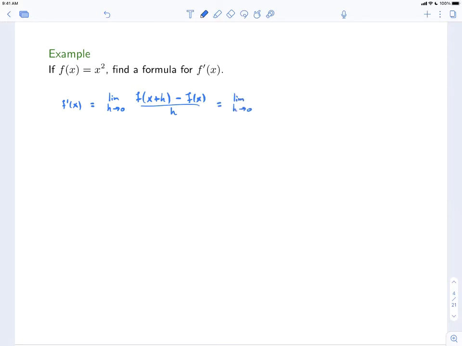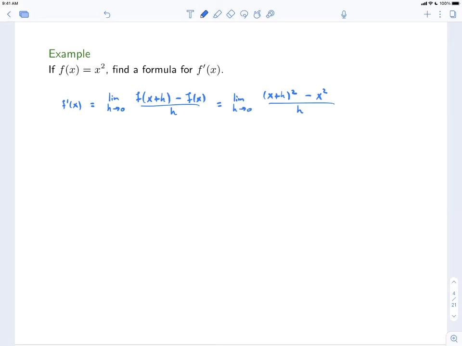Well, the function is the square function, so this is going to be the limit as h goes to 0, and now in the numerator, wherever you have an input, you just simply square it. f at x takes an input x and then squares it. So now our input is x plus h, so we take the input x plus h and we square it, minus f at x. Of course, f at x is x squared. And all of this is divided by h.